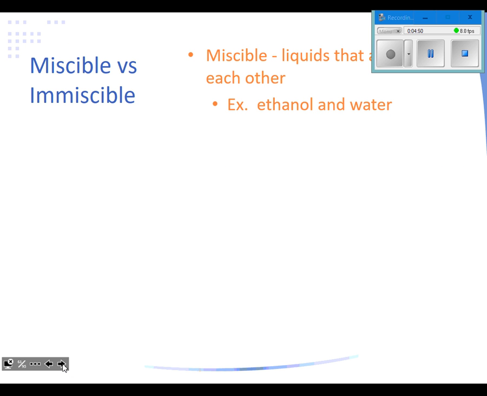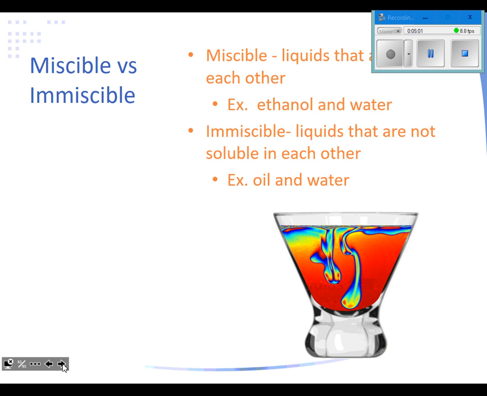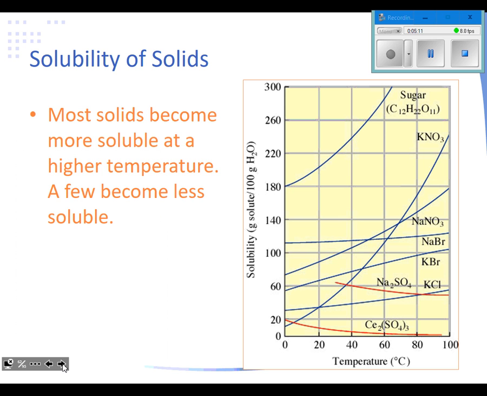So we talk about miscible versus immiscible. Miscible is really liquids that will dissolve in each other. Ethanol and water do dissolve in each other, whereas immiscible is just liquids that aren't soluble or won't dissolve with each other, like oil and water. So it's just other vocabulary words for you.